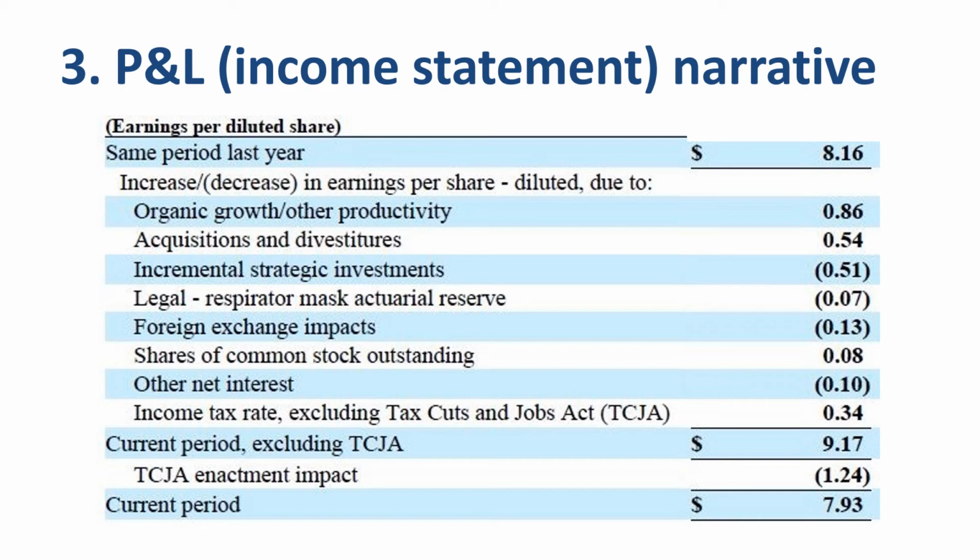3M provides the answer in the form of an EPS walk. Prior year EPS at the top, current year EPS at the bottom. Factors that increase EPS year over year were organic growth and productivity, as well as acquisitions and divestitures. Factors that decreased EPS were incremental strategic investments and the one-time transition tax and deferred tax assets effect of the Tax Cuts and Jobs Act.